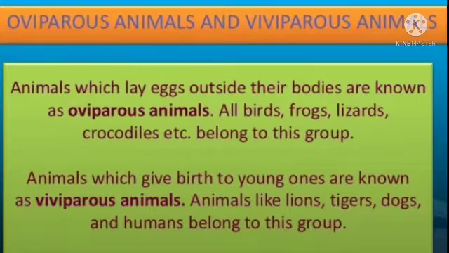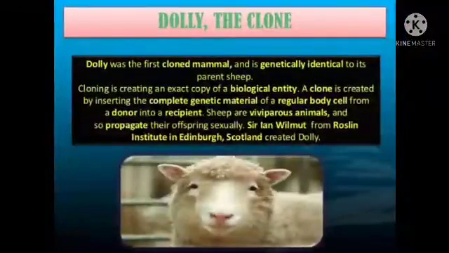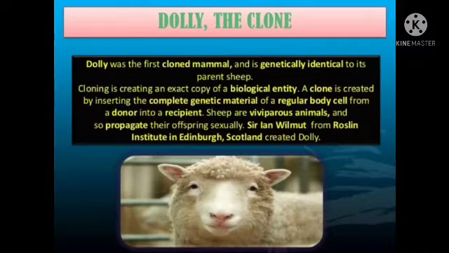Dolly the clone. Dolly was the first cloned mammal and is genetically identical to its parent sheep. Cloning is creating an exact copy of a biological entity. A clone is created by inserting the complete genetic material of a regular body cell from a donor into a recipient. Sheep are viviparous animals and so propagate their offspring sexually.